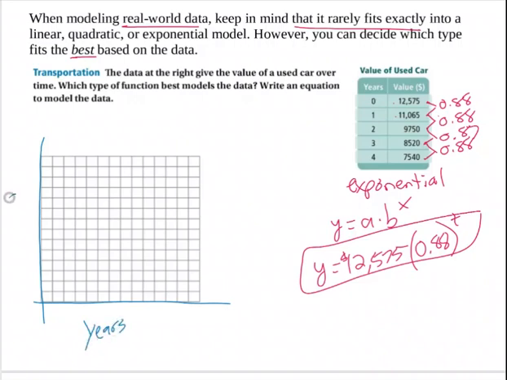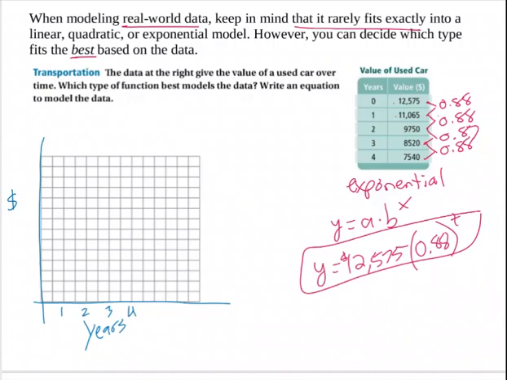And that makes the value of the vehicle on the vertical axis. Now, we only have data for years 0, 1, 2, 3, and 4. So I'm just going to spread this out a little bit and go every other line. So year 0 obviously will be on the axis. So this will be 1, and then 2, and then 3, 4.